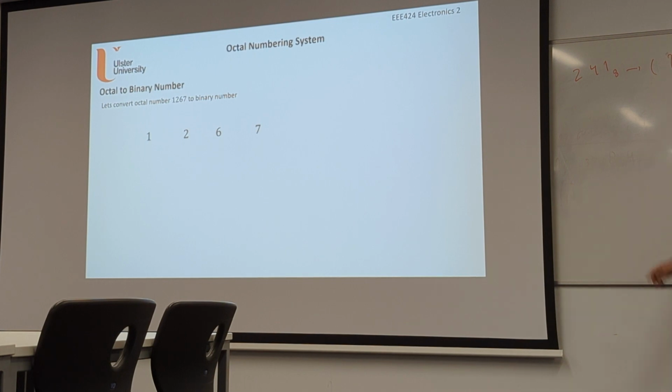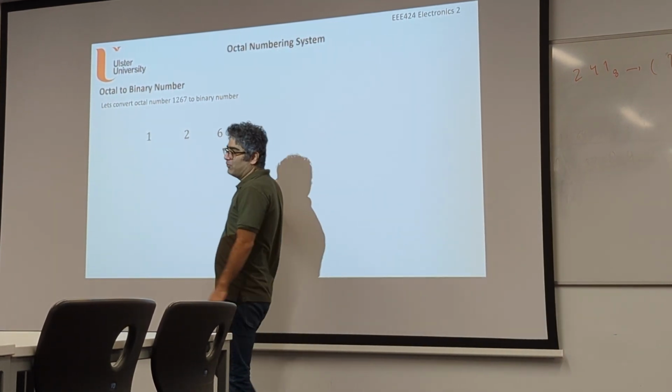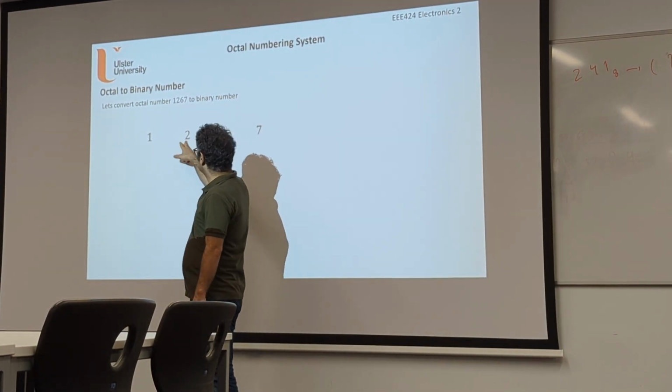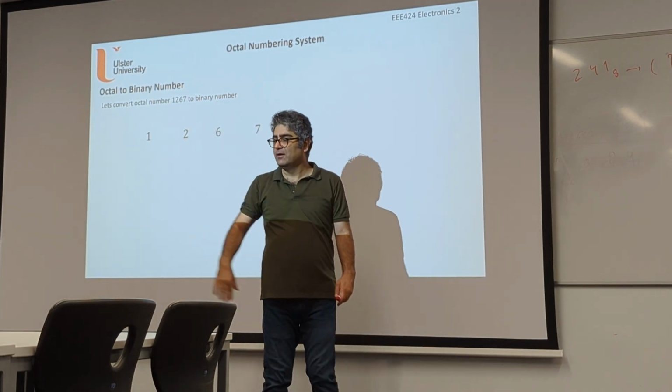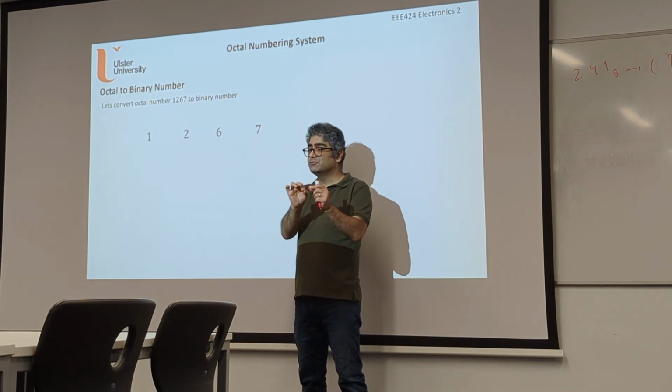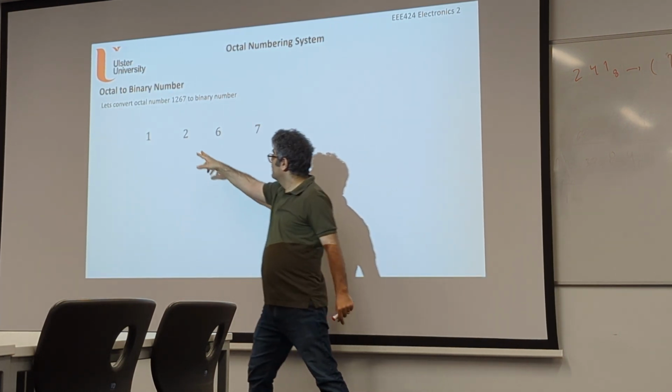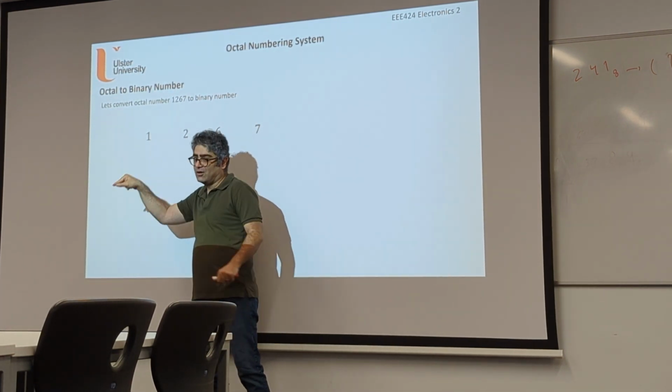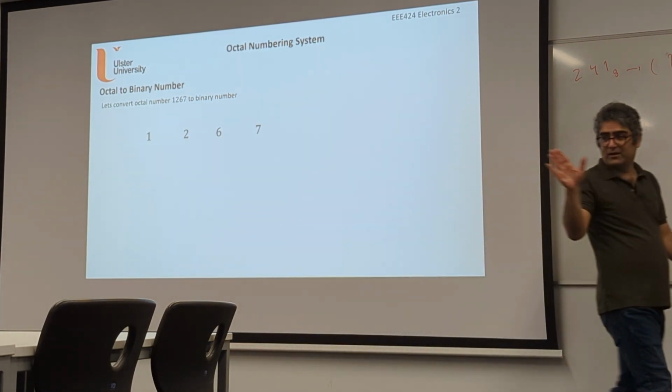So each of these should be represented by 3 digits in binary. Okay? We have 7, 6, 2, 1. And then we have 1, 2, 4. 7 would be 1, 1, 1. 6 would be 0, 1, 1. 2 would be 0, 1, 0. 1 would be 1, 0, 0. From the right, I tell you.